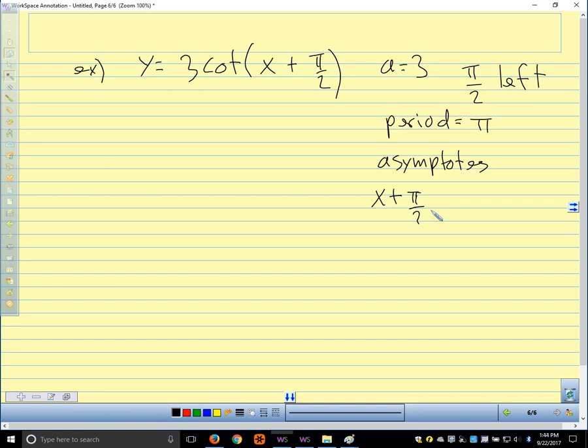x plus, sorry, my brain went off in a weird direction. x plus pi over 2 equals 0. So we get x equals negative pi over 2, and x plus pi over 2 equals pi. So 2 pi over 2 minus pi over 2 is 1 pi over 2. And we'll check our work. Distance between negative pi over 2 and pi over 2, pi units, 1 period, so that's good.